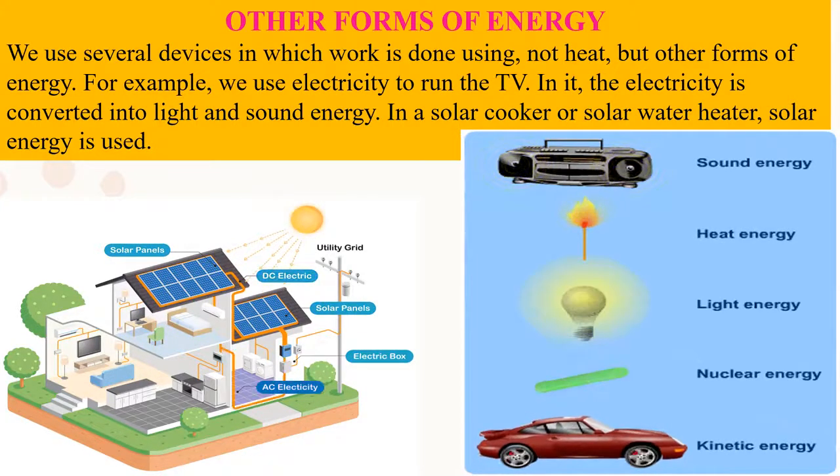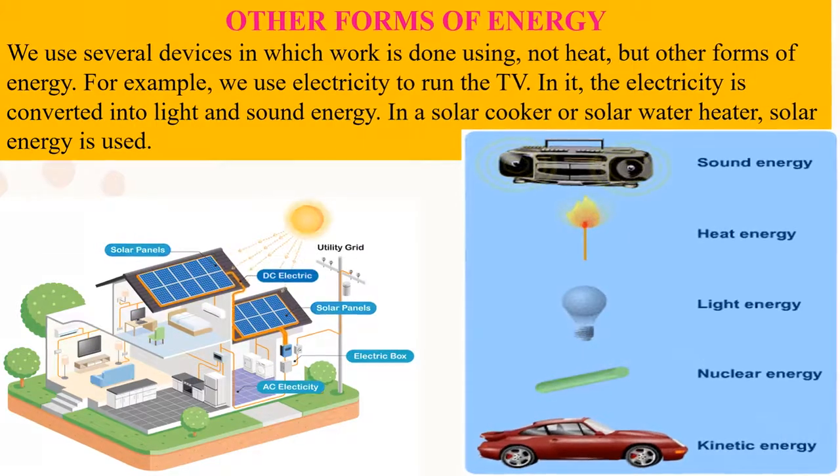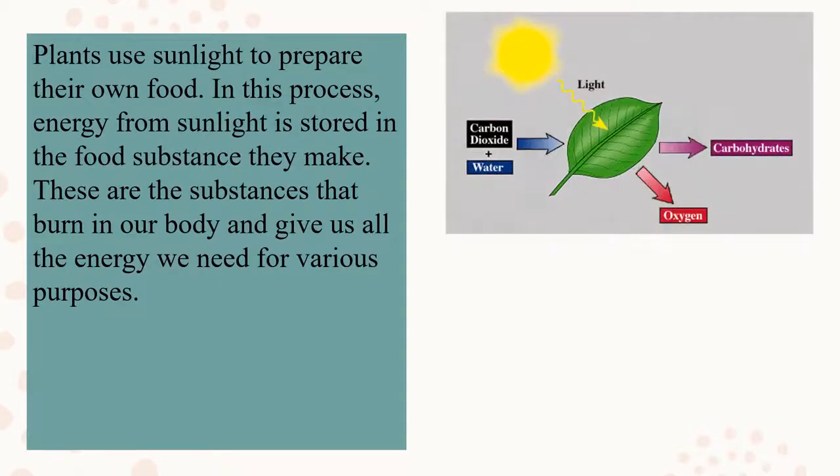ठीक है, same way in a solar cooker or a solar water heater, solar energy is used. मतलब हमारा sun का जो energy है वो use होता है in order to make use of it in our houses for various purposes. Plants too use sunlight to prepare their own food. In this process, energy from sunlight is stored in the food substance they make. These are the substances that burn in our body and give us all the energy we need for various purposes.